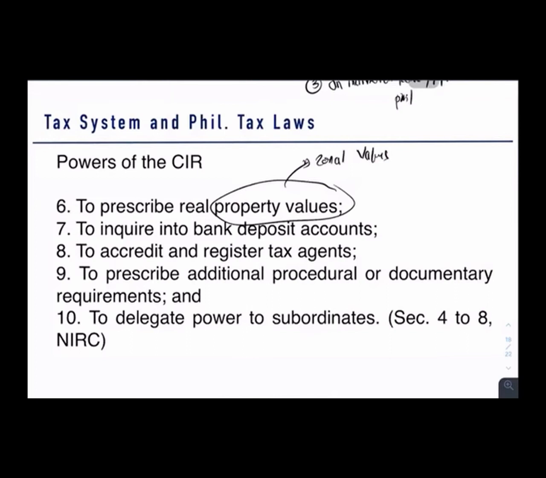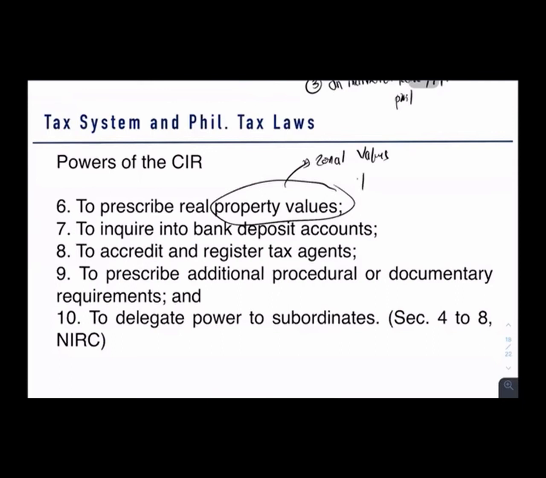So normally the Philippines will be divided into different zones and we prescribe a value per zone. So for example, zone 1, 300, zone 2, 500, zone 3, 600, ganon. So per zone, we prescribe a particular value. That is a power of the CIR.